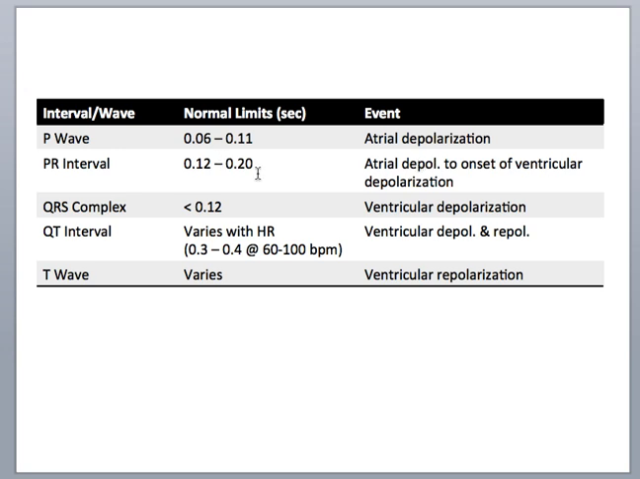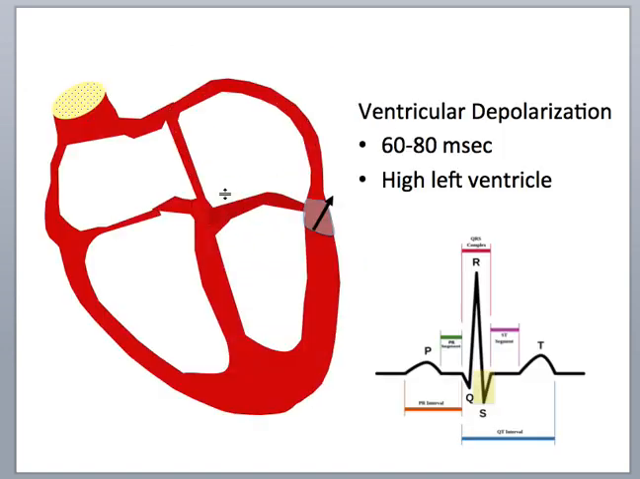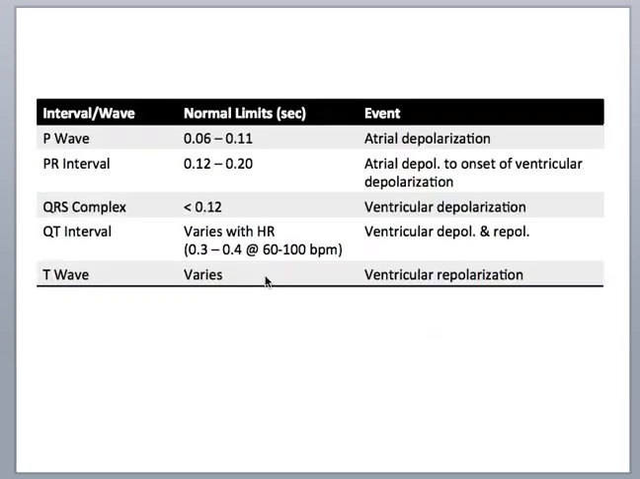So if that's too long, then that means we have a problem in these fibers that are transferring this electrical signal all the way down to the bottom of the heart. So they call that a bundle branch block. So you can start getting AV blocks in that situation. QRS complex needs to be less than 0.12 seconds. That's dealing with the ventricle depolarization.